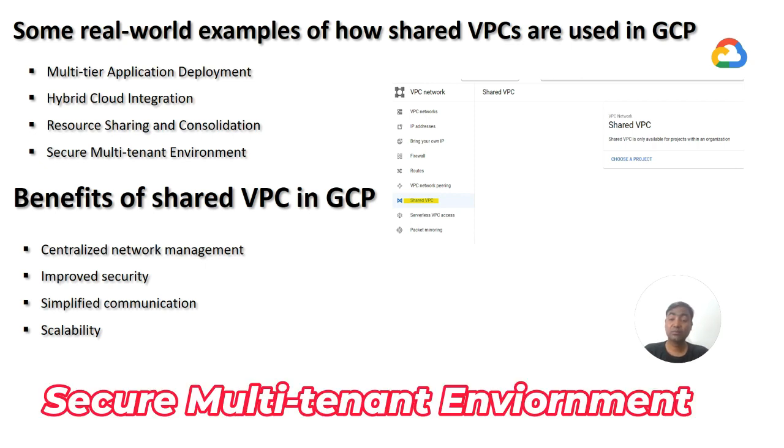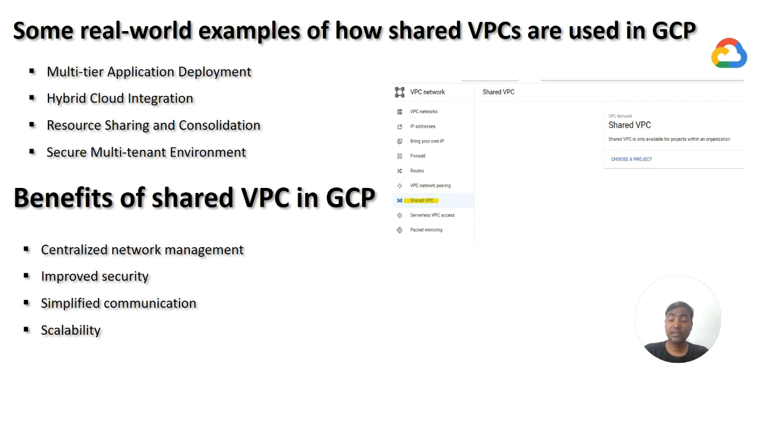Similarly, guys, secure multi-tenant environment. For organizations with multiple tenants using GCP resources, shared VPC can help establish a secure and isolated environment for each tenant. Each tenant's project can attach to the shared VPC and leverage its resources while remaining separated from other tenants through subnets, segmentation, and firewall rules. This ensures data privacy, minimizes the risk of unauthorized access, and simplifies compliance with security regulations.